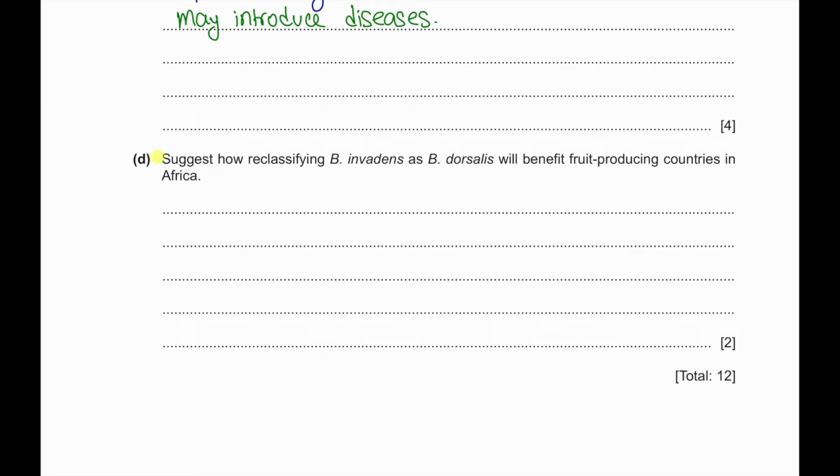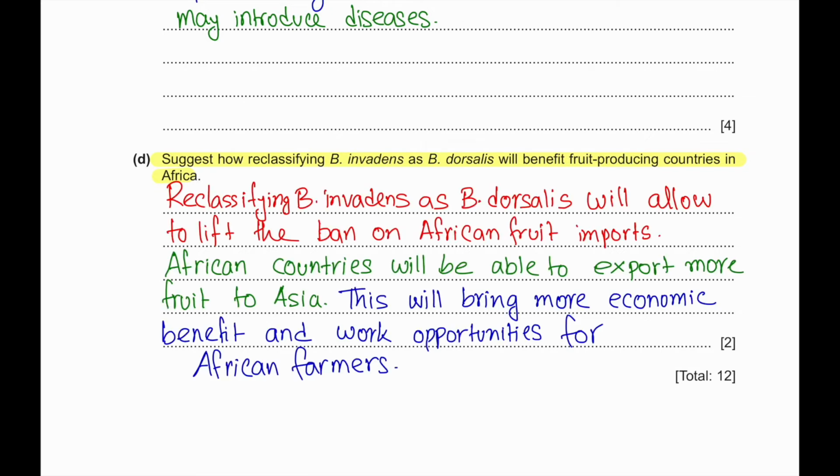Part D. Suggest how reclassifying B. invadens as B. dorsalis will benefit fruit producing countries in Africa. So basically, reclassifying B. invadens as B. dorsalis will allow to lift the ban on African fruit imports. African countries will be able to export more fruit to Asia, and this will bring more economic benefit and work opportunities for the African farmers.